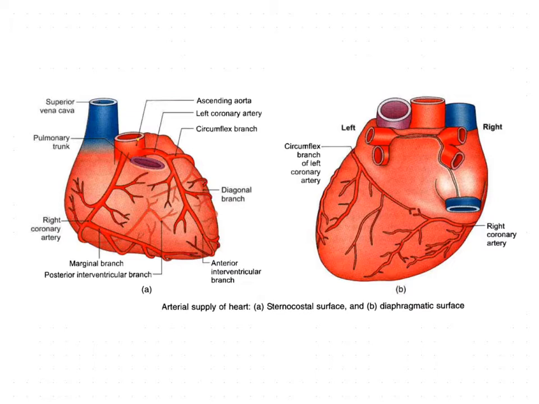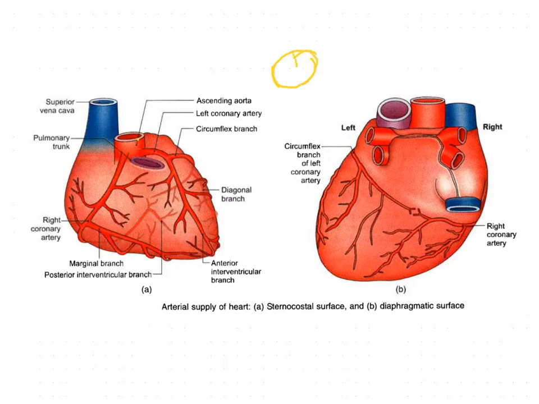Here, these two arteries which are arising from the ascending aorta mainly arise from the aortic sinuses. So, as we know, there are three semilunar valves present inside the aorta. Above these valves, the aorta has some dilatations called sinuses. And these sinuses are divided into three parts.